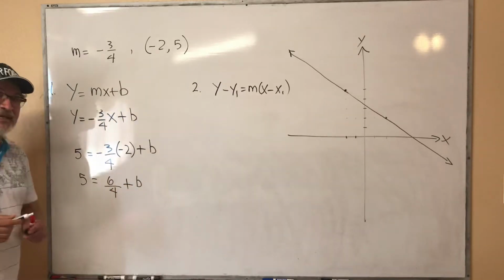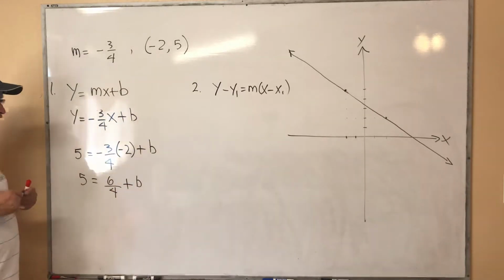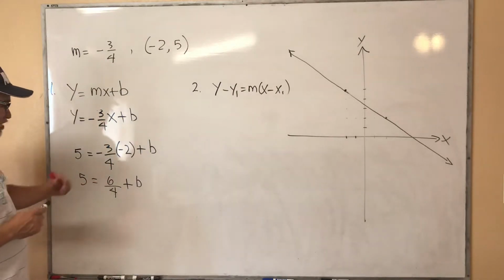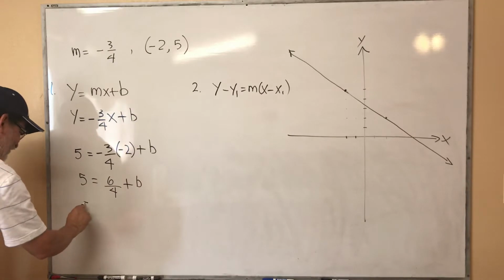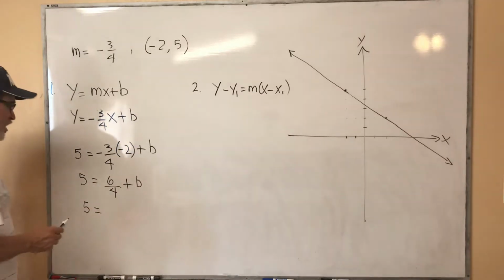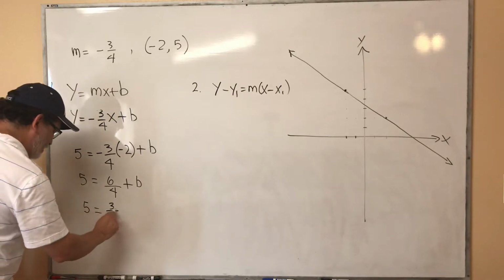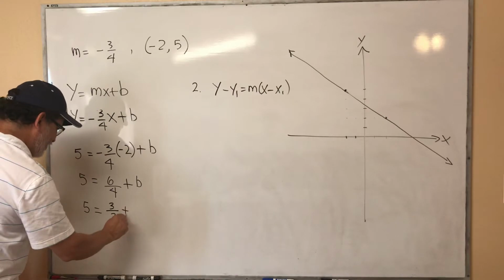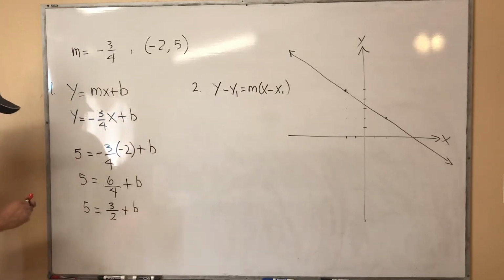I'm trying to find b now because you don't have the entire equation. Now, let's simplify this. 5 equals, 2 goes into 6 3 times, and 2 goes into 4 twice, plus b. Okay.